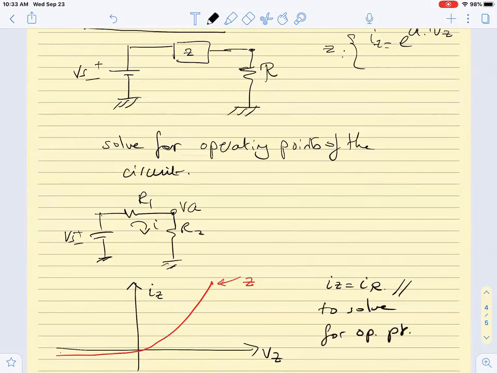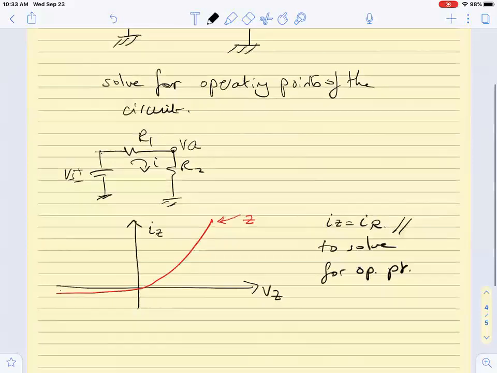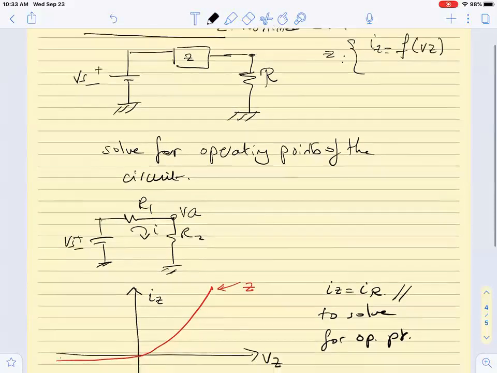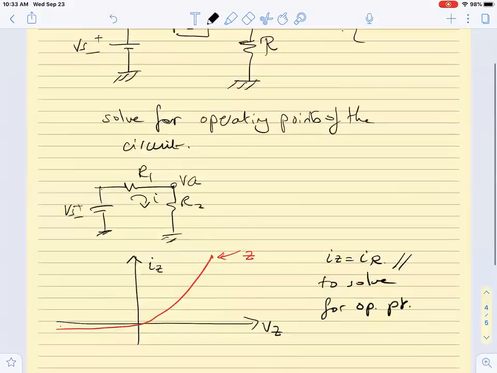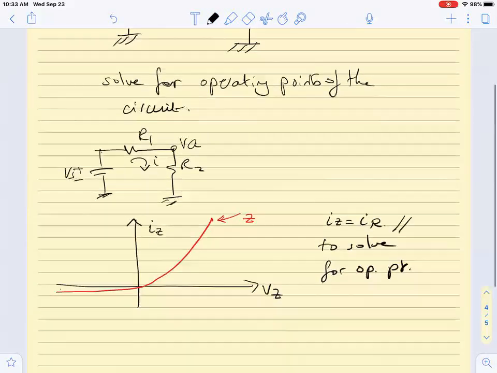Right? So let us say that IZ is not exponentially dependent on VZ. Let us say that I have a function F that relates IZ as a function of VZ. So if I want to solve for the current that is flowing in this Z device and the resistor, how do we solve for it?